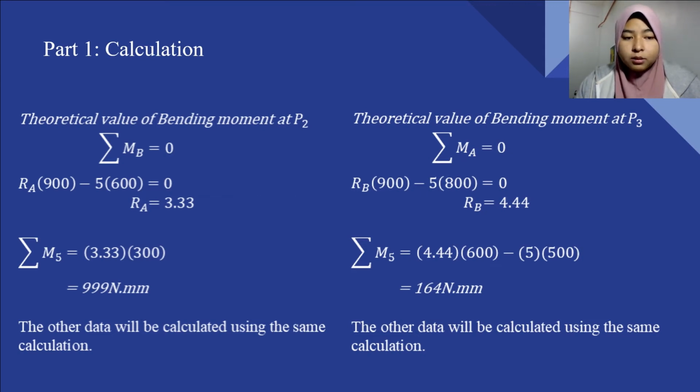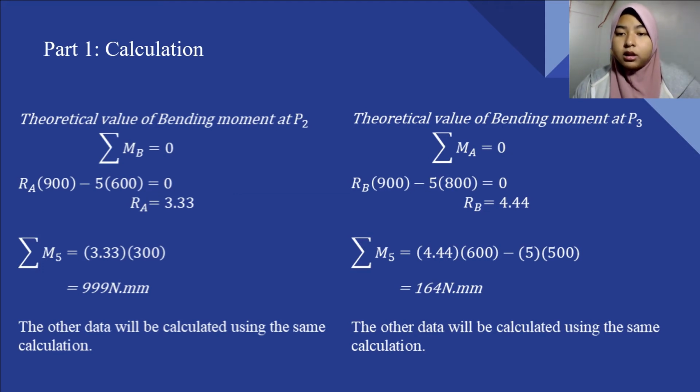So the moment of 5 Newton at P2 is just 3.33 multiplied with 300, which is the distance of P2, we get 999 Newton meter.